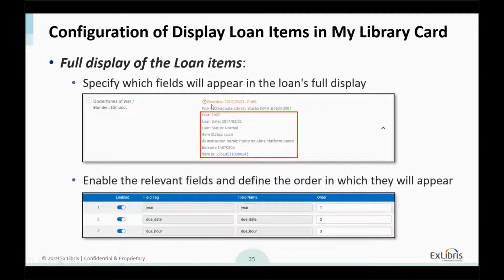And the full display, when the user expands the loan item, you can see more information about the loan. And this also can now be controlled by the library. You can define what fields will be presented here. We have a new configuration for that, loans detail display, a new entry in the discovery configuration that gives you the ability to enable or disable every field and decide what order you would like to present those fields.